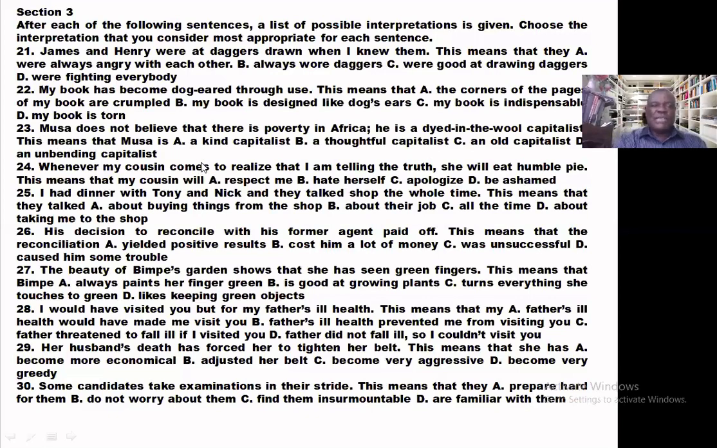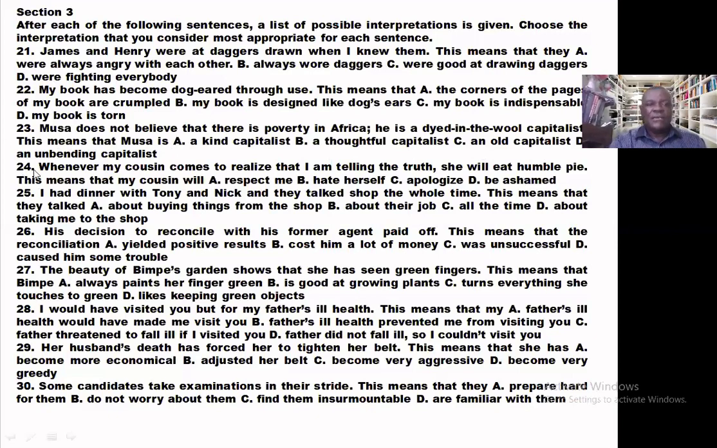This means that Musa is a kind capitalist, no. B, a thoughtful capitalist, no. C, an old capitalist, no. D, an unbending capitalist. That's just the answer. Unbending, dyed in the wool.